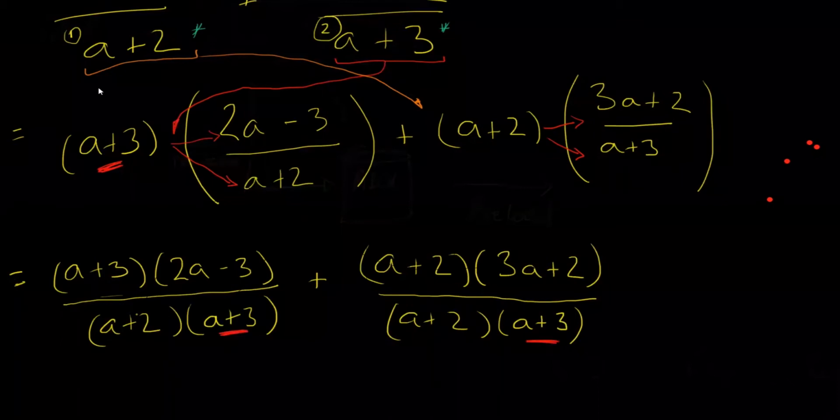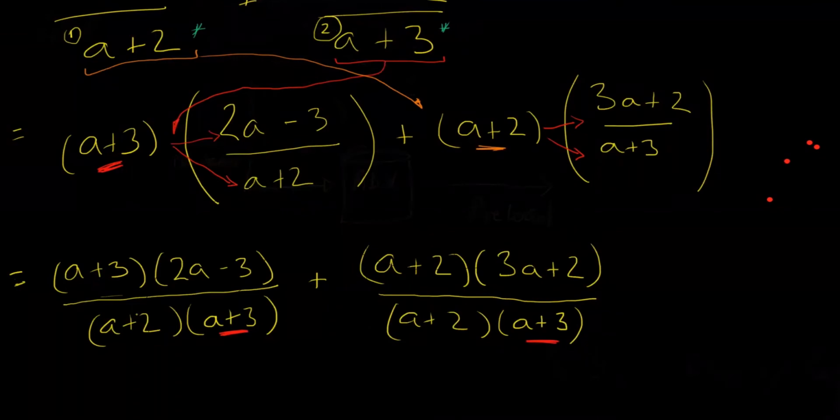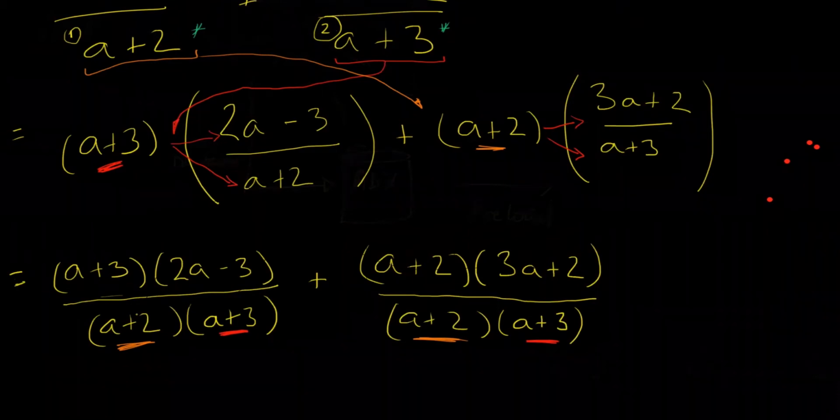And then I've got, let's do this in orange, the a plus 2 over there. I've got an a plus 2 there, a plus 2 there. So they're exactly the same, okay? These bottom denominators are exactly the same. So what do I do next? I've got to do what?